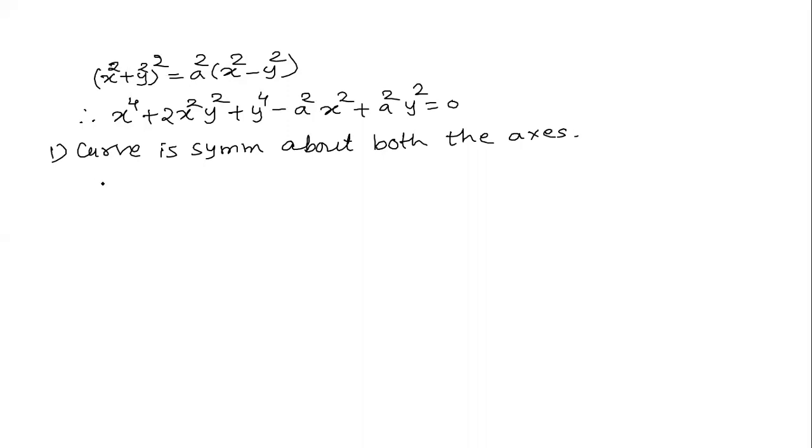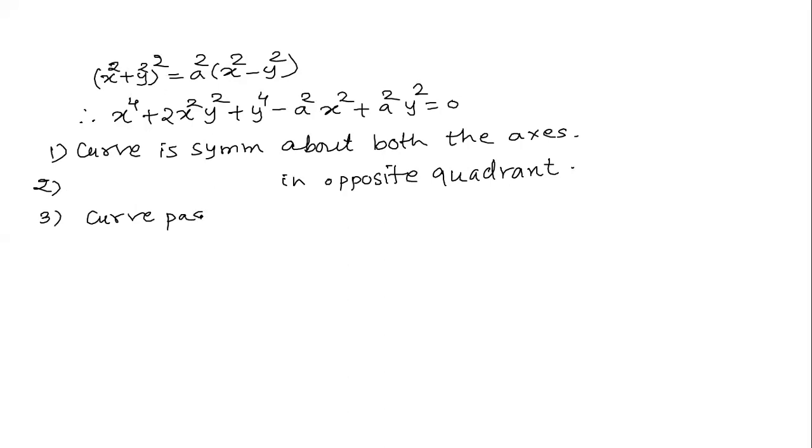Then the fourth property is also satisfied. Curve is symmetric in opposite quadrants. Then fifth is satisfied. There is no constant term. Curve passes through the origin. Then I'm going to draw here, so you can understand that this is just rough work. This is origin. Curve passes through origin.